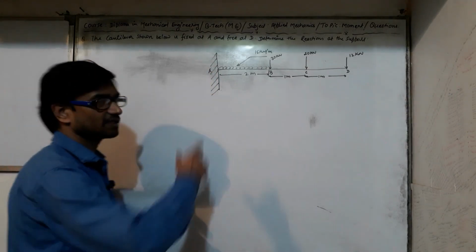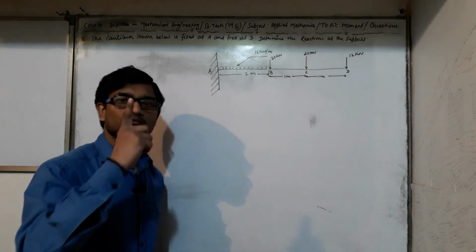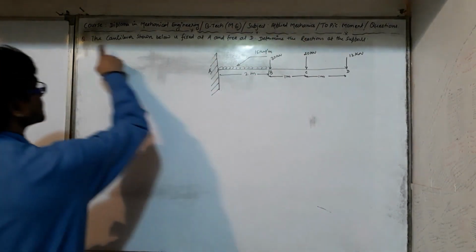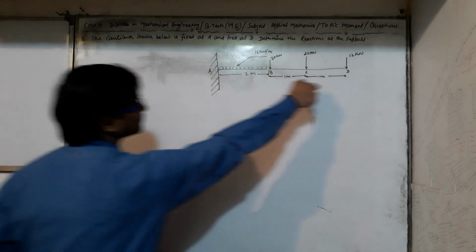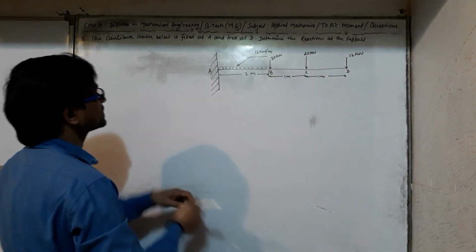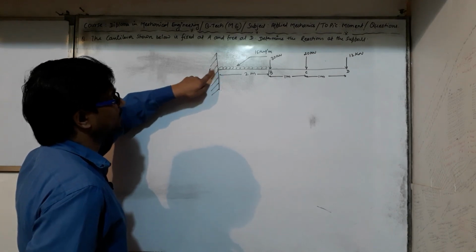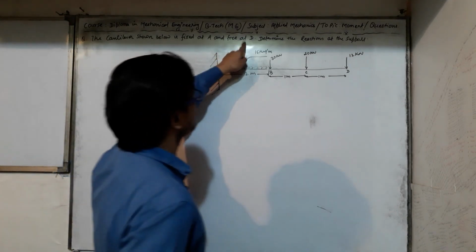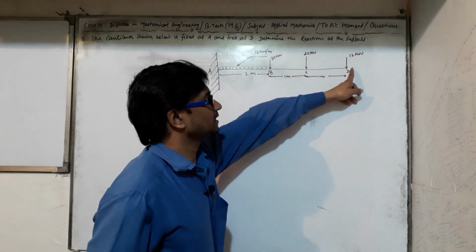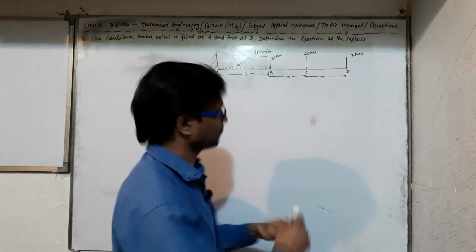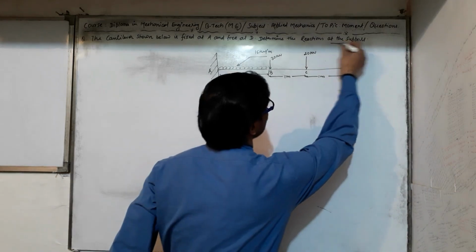A cantilever is nothing but a beam which has one end fixed and another end free. So the question says a cantilever is shown below. It is fixed at A, the point at which the cantilever beam is fixed, and free at D. This point D is the free end. Now determine the reactions at the support. The question is saying at the support, meaning what?